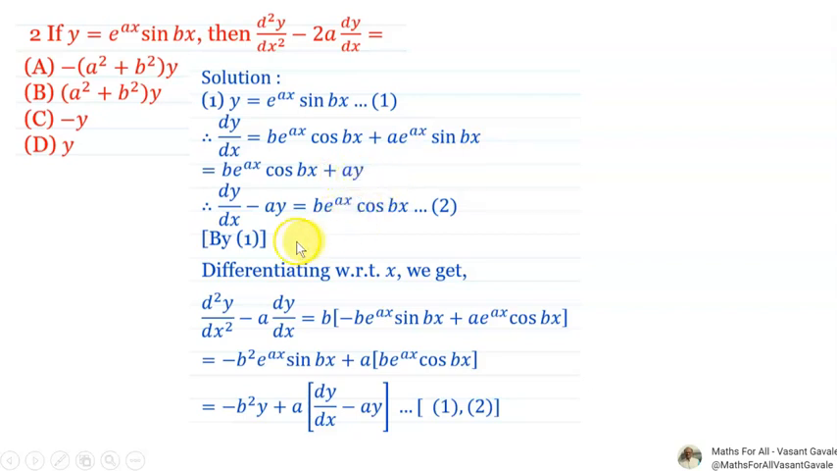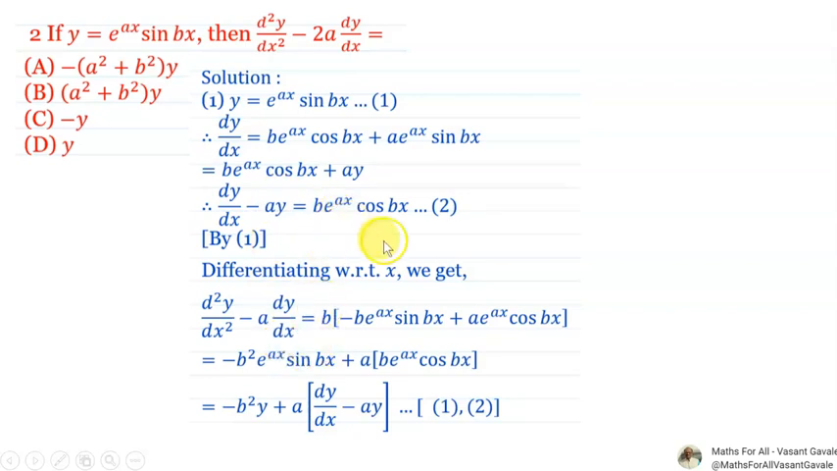पुन्हा हा ay आपण या लेफ्ट हँड साइडला आणणार. Then you will get here dy by dx minus ay is equals to b times e raised to ax into cos of bx. This is expression 2. Now differentiate this again with respect to x. Derivative of dy by dx is d2y by dx square minus ay. It's a derivative. a is a constant. The derivative of y is dy by dx. Okay. b is a constant.